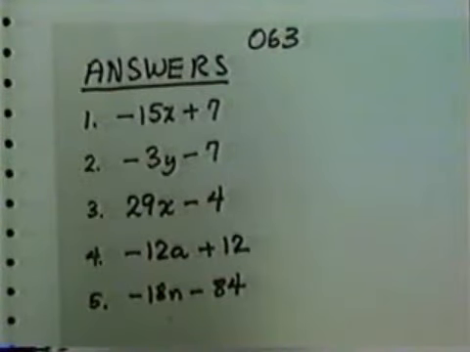Your answers should be, for number 1, negative 15x plus 7. For number 2, negative 3y subtract 7. For number 3, 29x subtract 4. For number 4, negative 12a plus 12. And for number 5, negative 18n subtract 84.